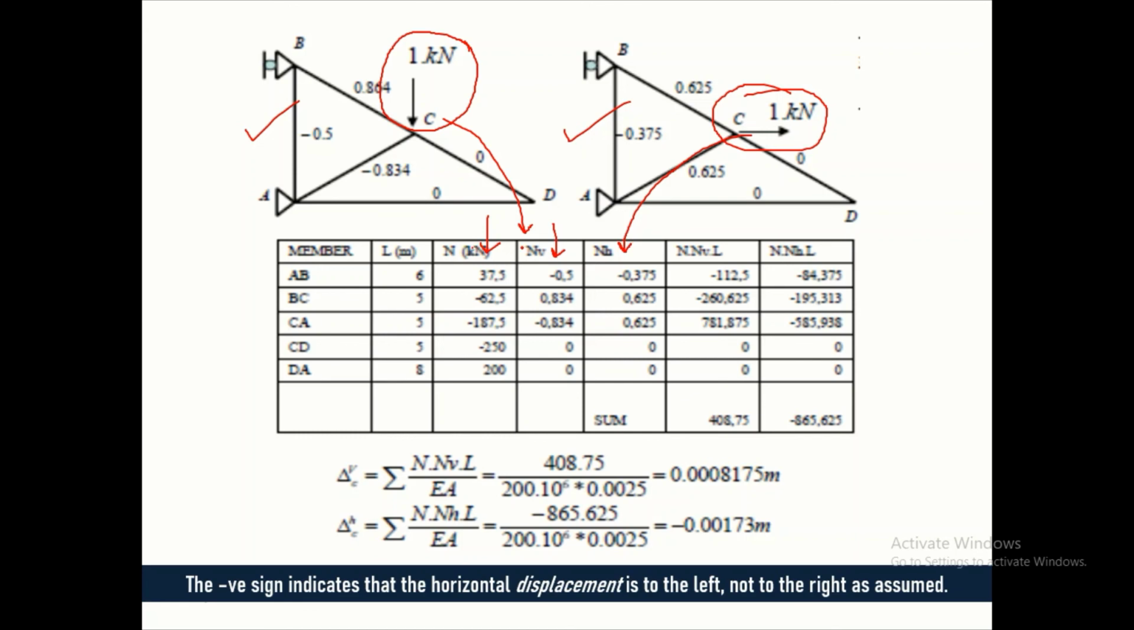So when we multiply F into U into L, we will get the horizontal deflection, and when we multiply F into V into L, we will get the vertical displacement. Putting the value of AE, we will get the final answer. Here we find that for horizontal deflection, the value is negative. That means the displacement is not along this, it is along this direction. So the deflection will be opposite to the assumed direction of the unit load.